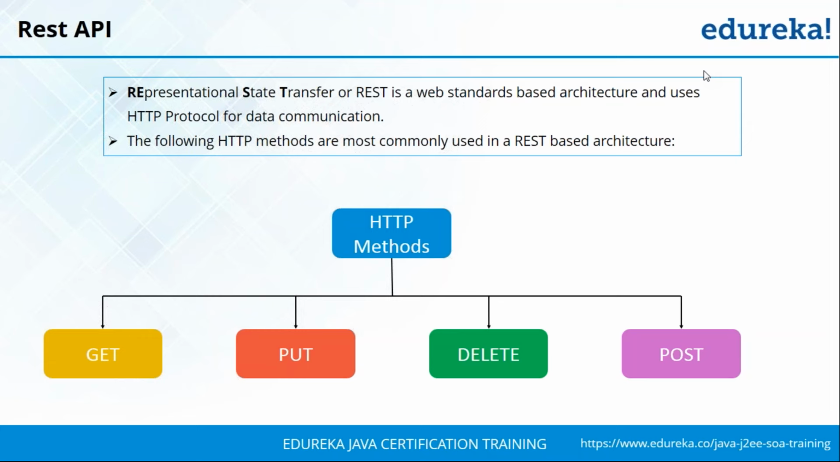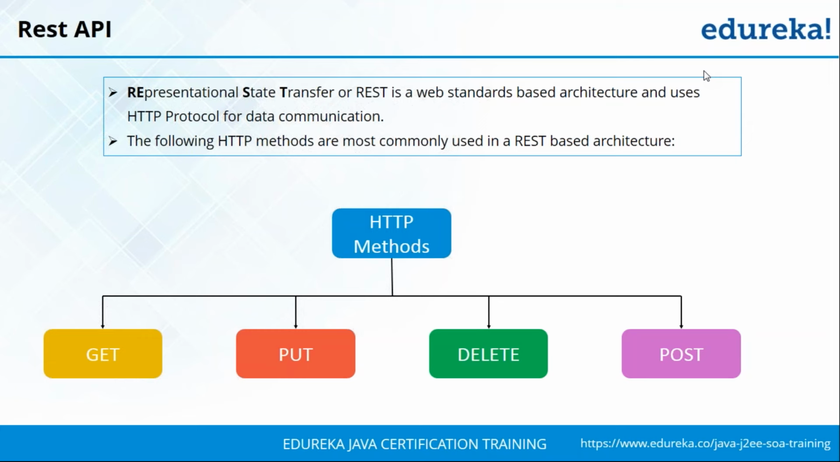Now, what GET does is that it takes read-only access to the resource. That is, whatever resource is coming from the user, it basically reads it. Then comes your PUT. Now, PUT basically helps you in creating a new resource so that you can perform various operations on it. After that, you have DELETE, which basically means that you're going to delete a specific resource.